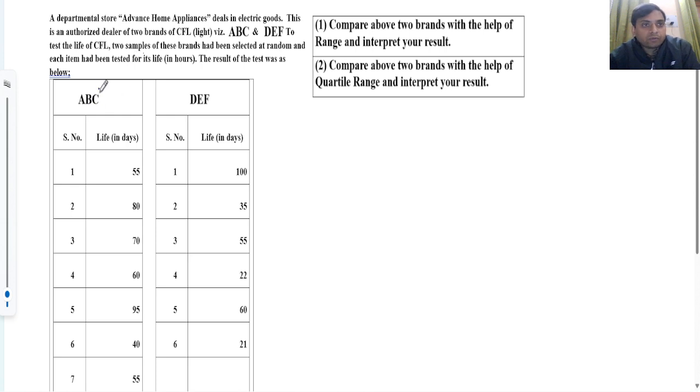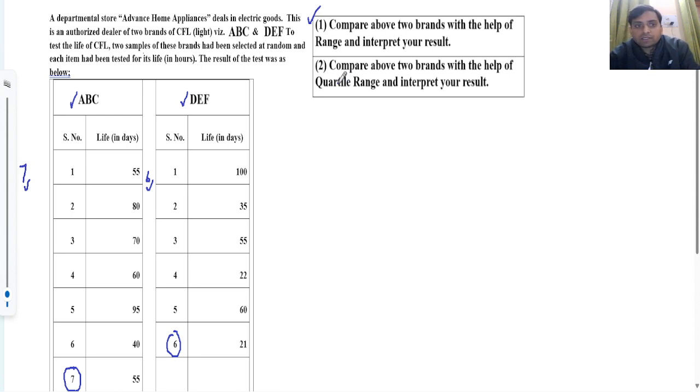In this we have two companies, one company is ABC and second company is DEF, and we have taken CFL of ABC company and DEF company. So 7 CFL from the first company and 6 CFL from the second company, and their life is also given in days. So we need to compare which one is best. So first question is, compare our two brands with the help of range and interpret your result.